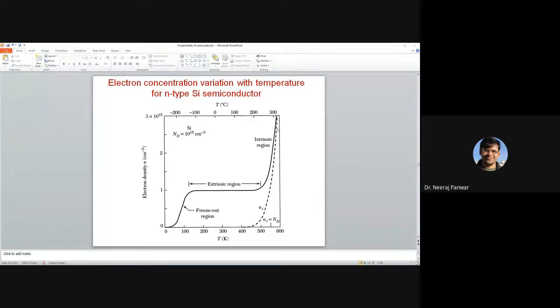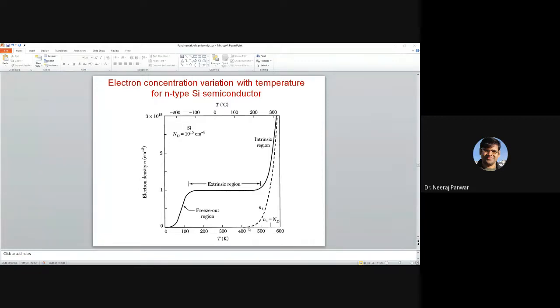And this is for the dashed line. It is for an intrinsic semiconductor in which we have not doped anything. You see up to 400 Kelvin, the electron concentration in the conduction band is 0 because the thermal energy is not sufficient to break the covalent bond. If it is a silicon semiconductor, then we require 1.1 electron volt of energy to break the silicon-silicon covalent bond.